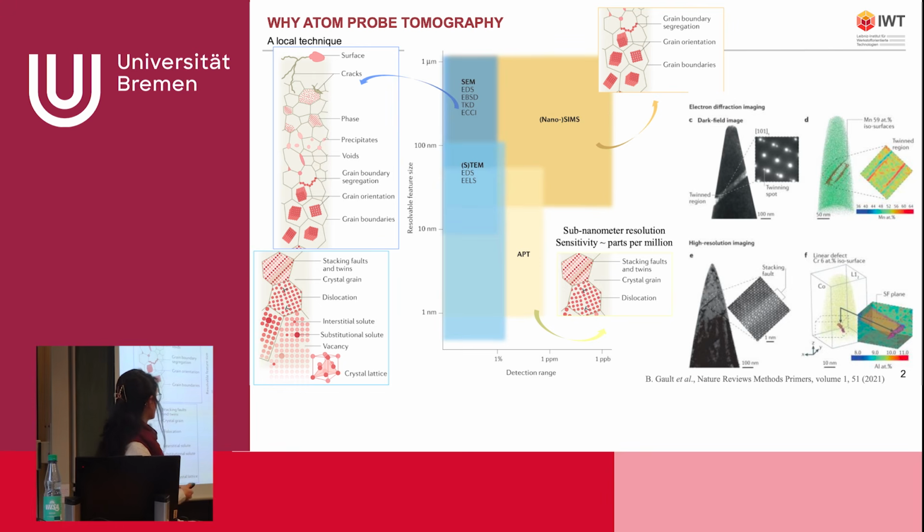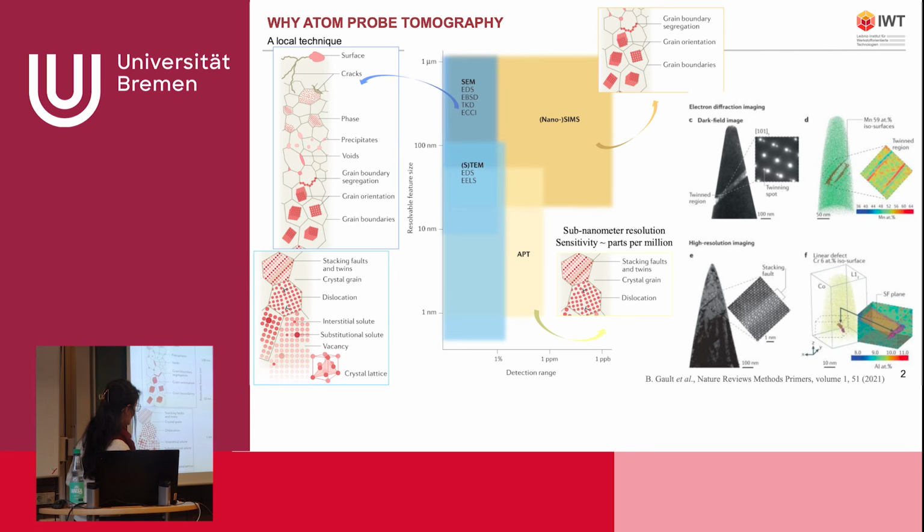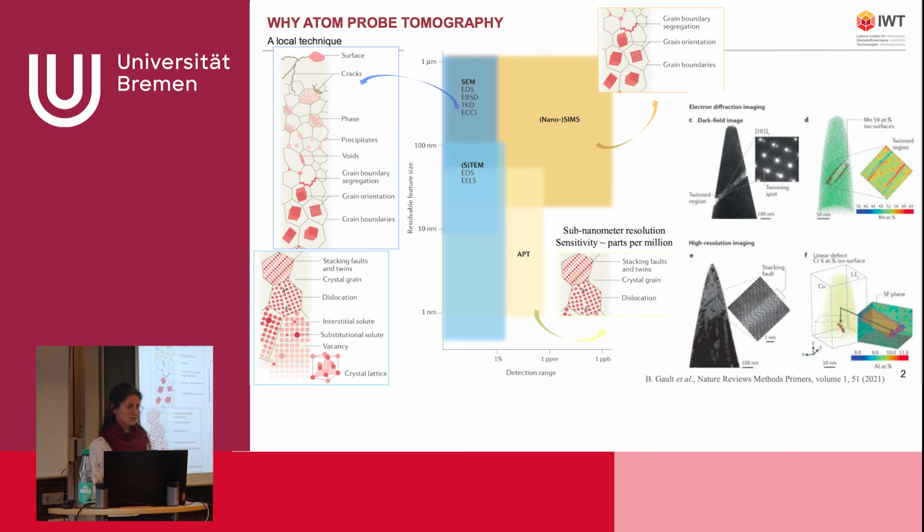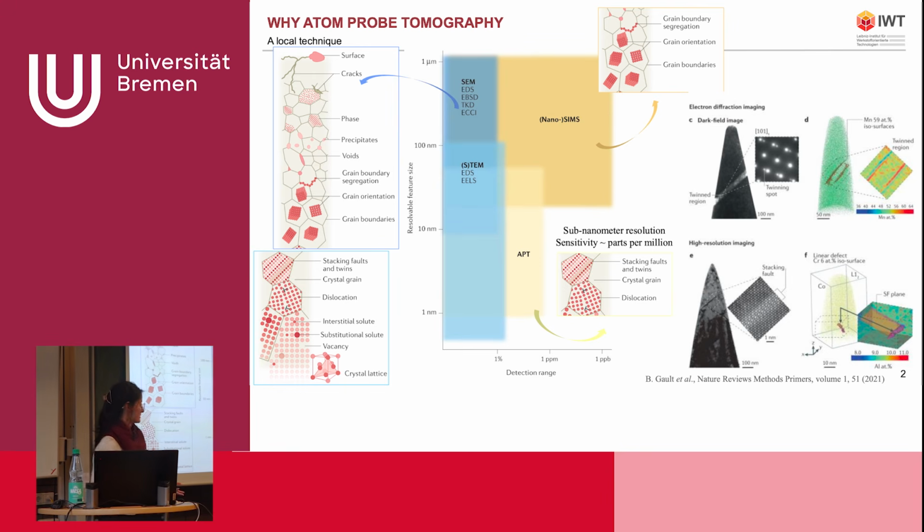So I will just briefly go through several characterization techniques that you might be more familiar with, and see how they complement each other in terms of the resolvable feature size. So what kind of features in terms of size can we really see, image, or detect, and in terms of detection range. So this is more in terms of chemical information that we have. So how precise are we in terms of the chemical composition we measure?